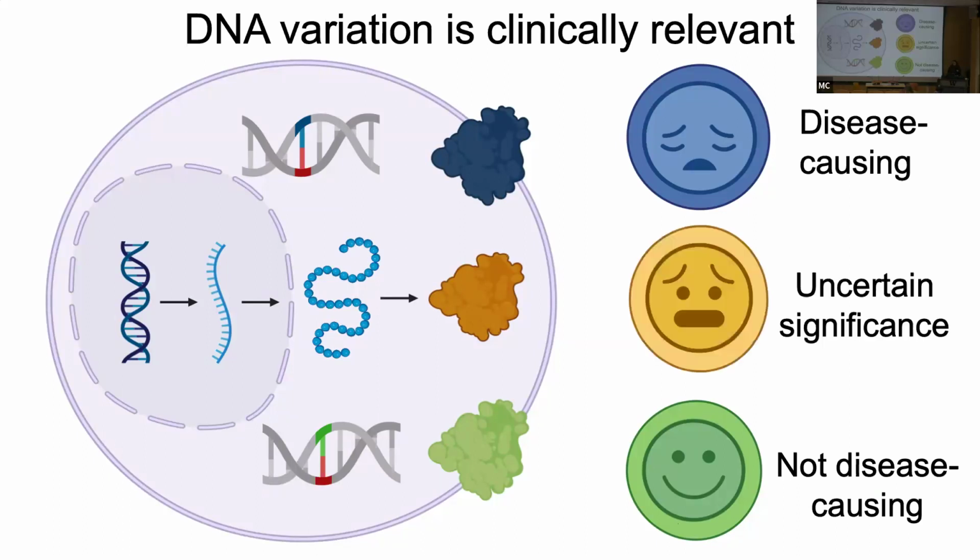Other times, though, we have these things called variants of uncertain significance, as Stephen had mentioned earlier. We're really unsure how they perform. So how is this protein doing in comparison to what it's supposed to be doing? And what does that look like in reality?